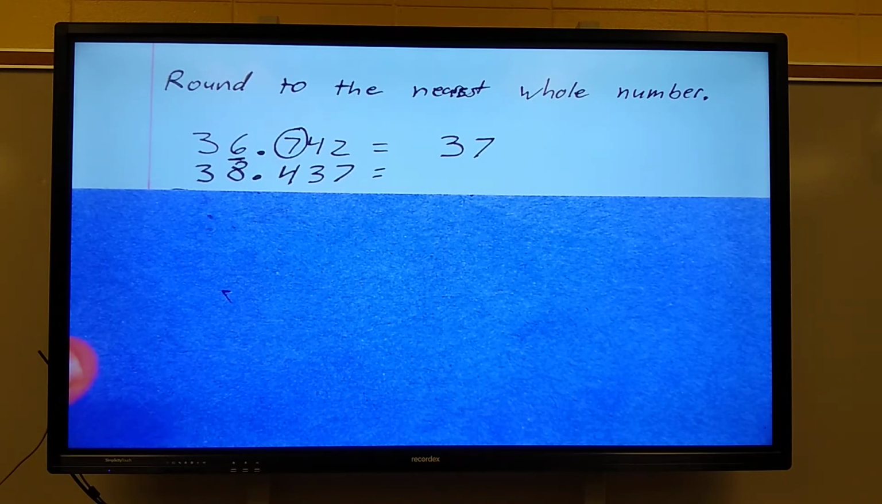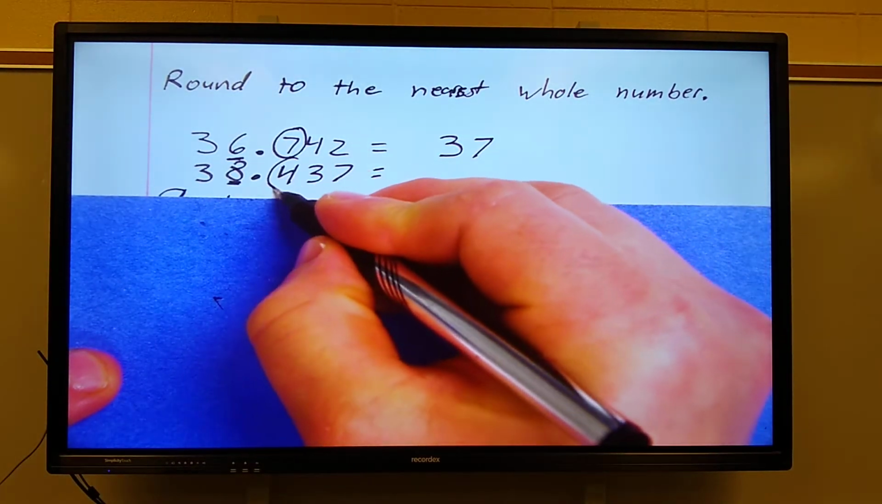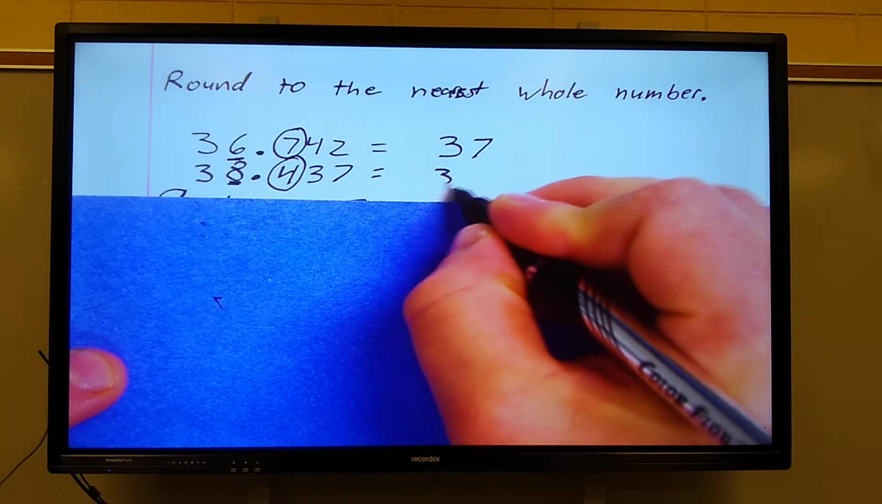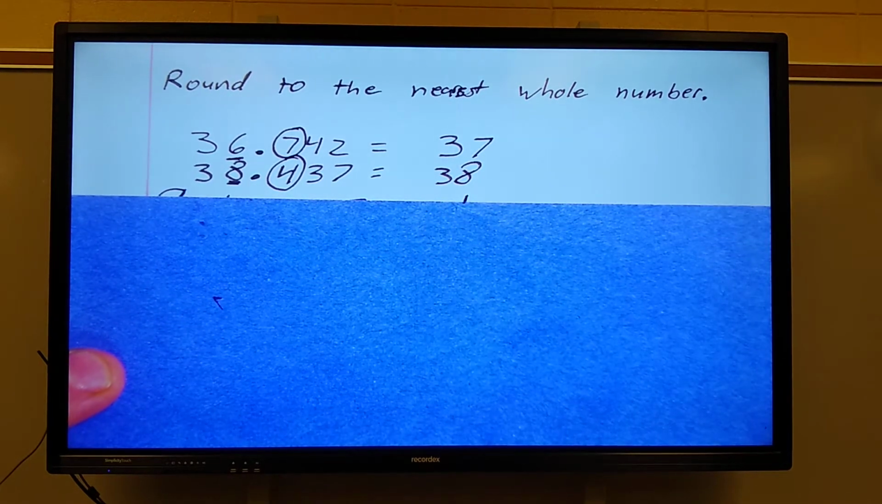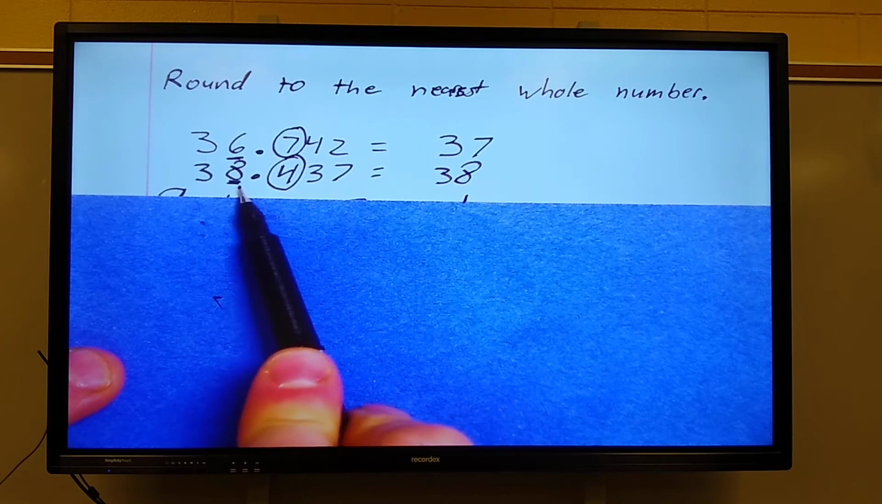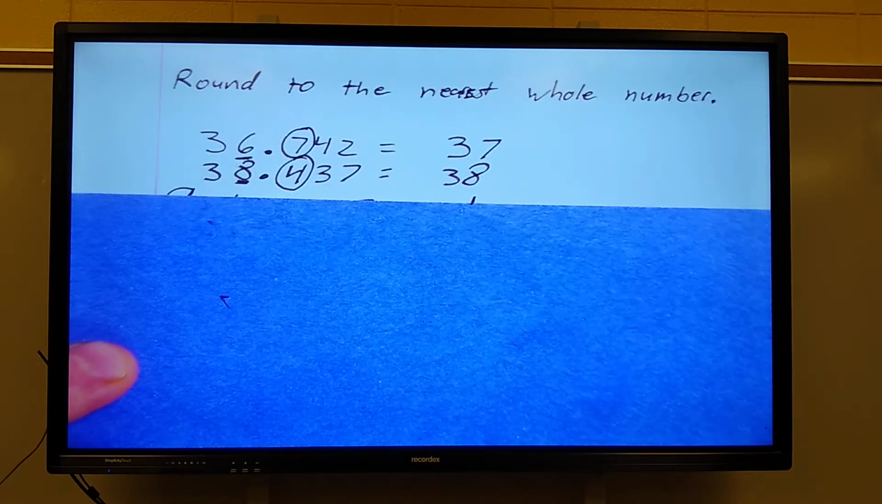All right. 8 is in the ones place. The 4 tells me what to do. It tells me to round down. When I round down, the number stays the same. So my answer is 38. Do not forget that. When you round down, the number stays the same. All right.